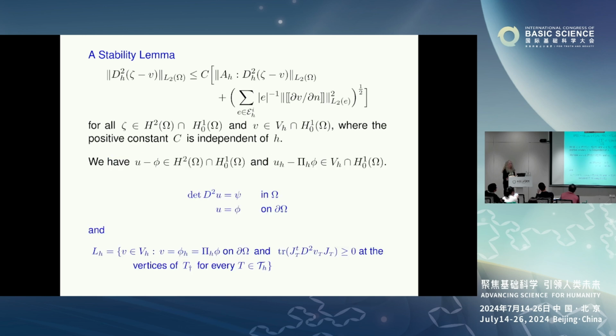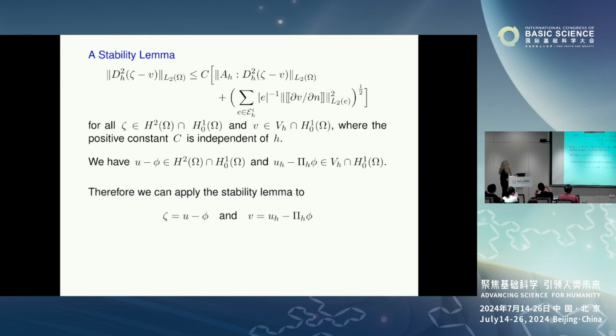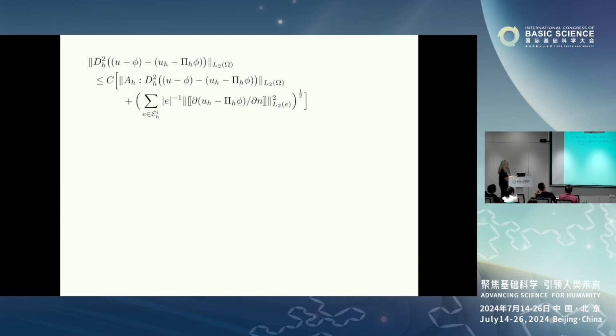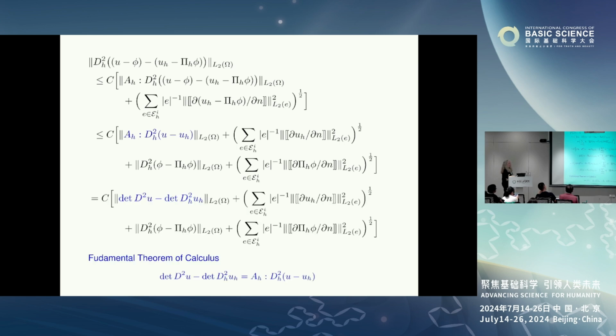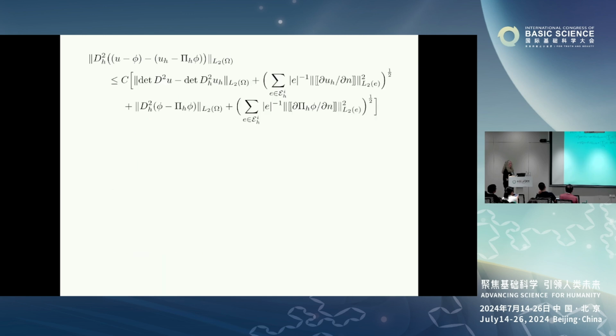The functions u minus phi and uh minus pi h belong to the correct spaces by the boundary value problem and the definition of our constraint set LH. Therefore, we can apply the stability lemma to these two functions. So this is the stability estimate. We then apply a triangle inequality. But these two terms in blue are the same by the fundamental theorem of calculus. So now we have this estimate.